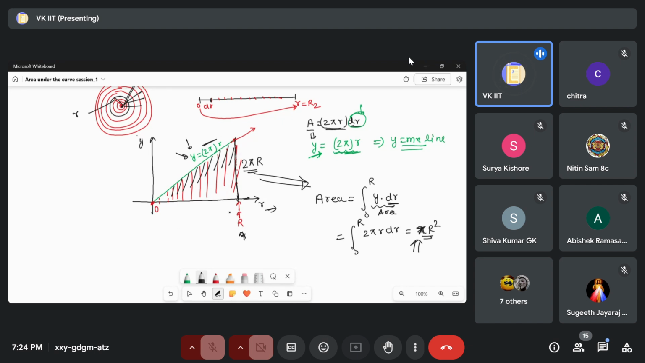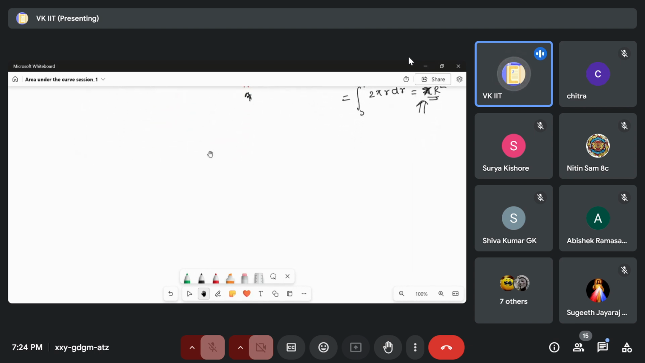But this is for a closed curve. It is not necessary that every time you will get a closed curve. You can get an open curve also. How will the open curve work? Let's discuss that also. Acha, first one more thing.